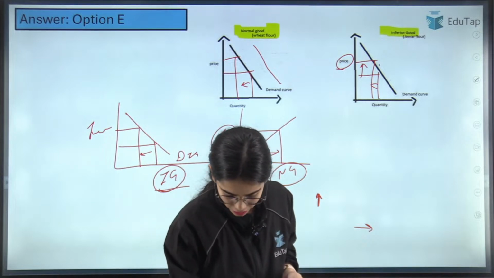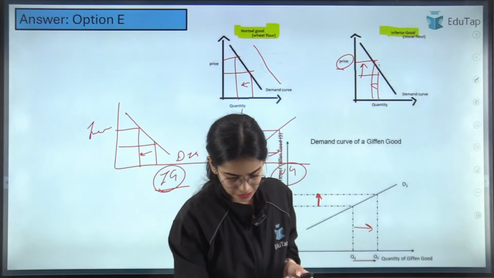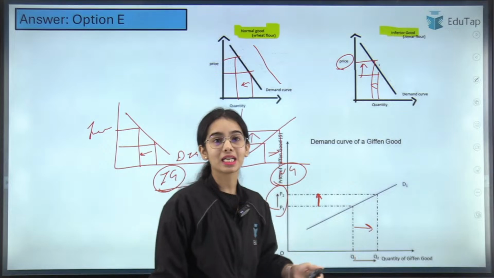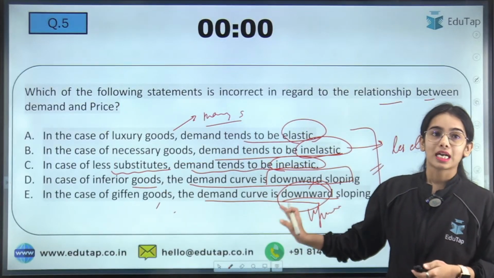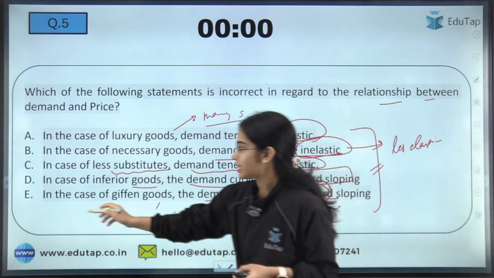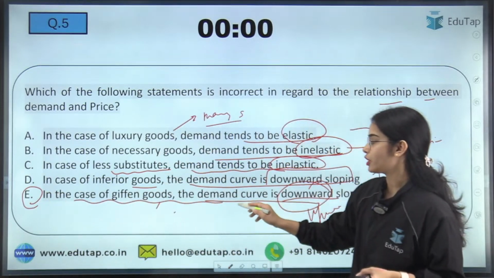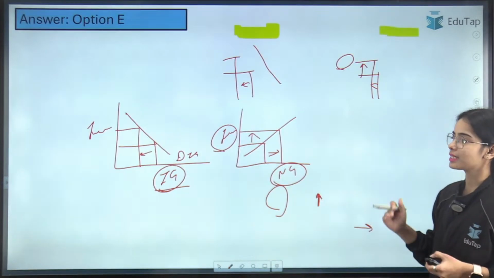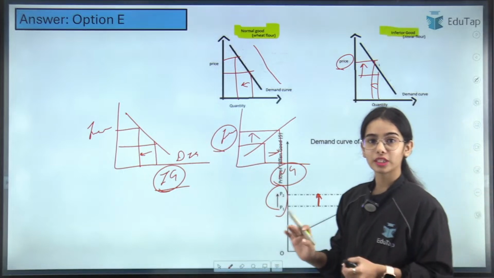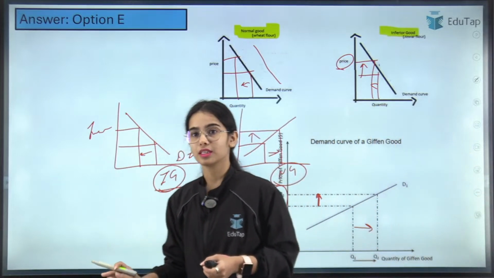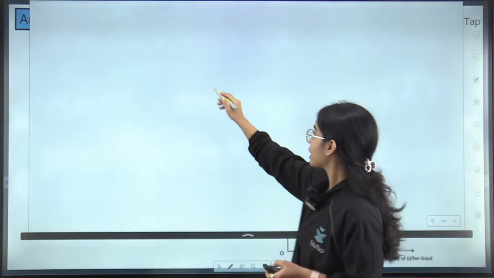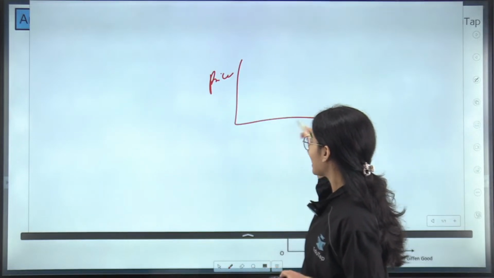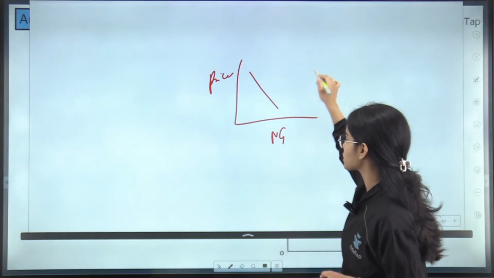Okay, so what is, madam, for Giffen good? Demand curve is upward sloping. Yes, upward sloping. That's why it is an incorrect statement. Here statement E is incorrect, because the Giffen good's demand curve is not downward sloping, it is upward sloping, right? Got it? Clear? So remember that when we are talking about price and the normal goods, downward sloping.